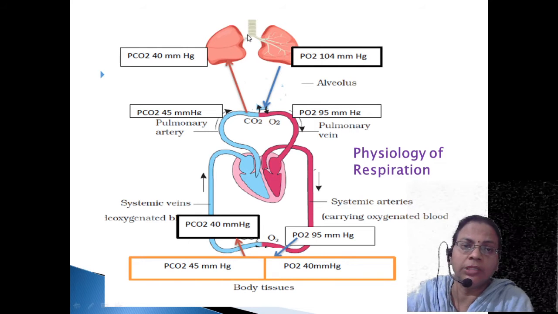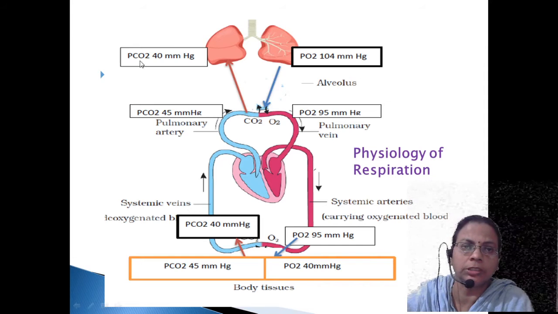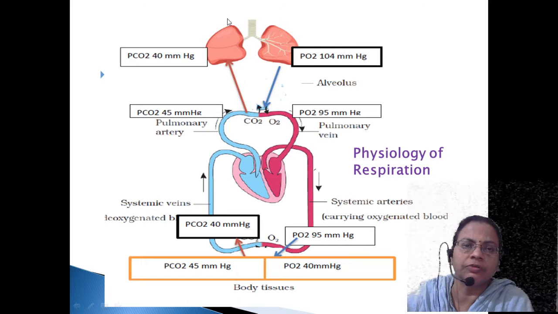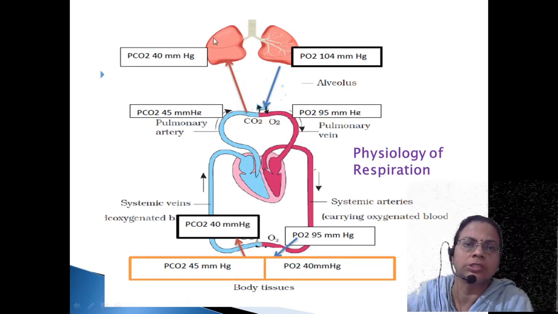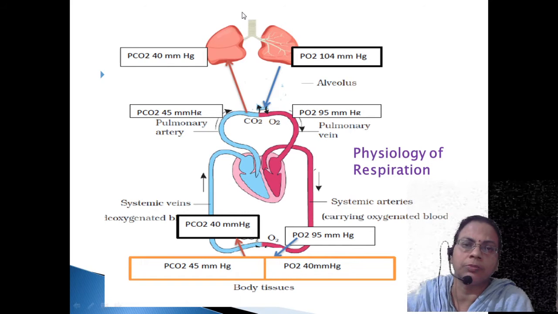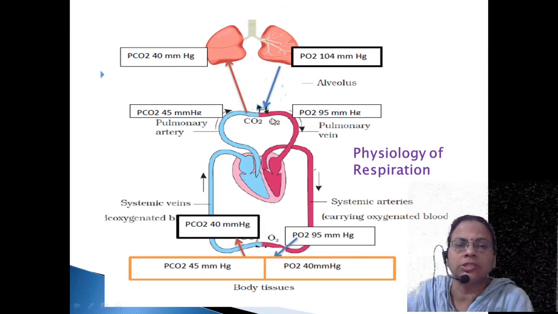And when we breathe out, atmospheric air contains only 0.033% of carbon dioxide. Here it is more, so there is a larger amount of carbon dioxide here and a smaller amount in the atmosphere. So the carbon dioxide rich air will go out from the lungs to the atmosphere. So this is the process where the respiratory exchange is taking place.